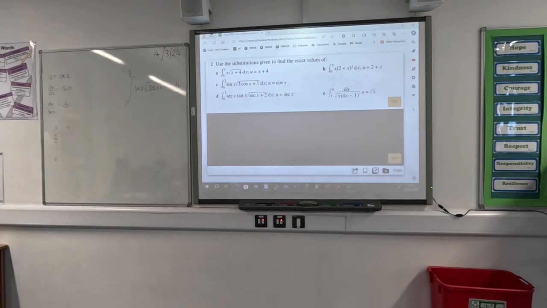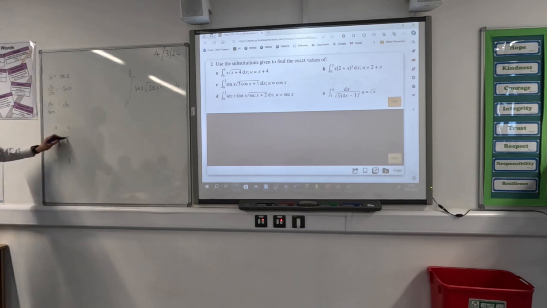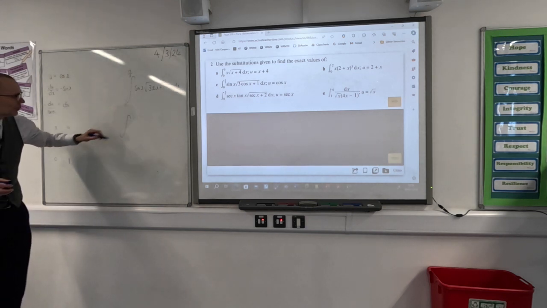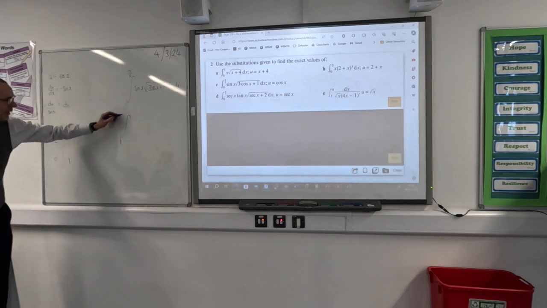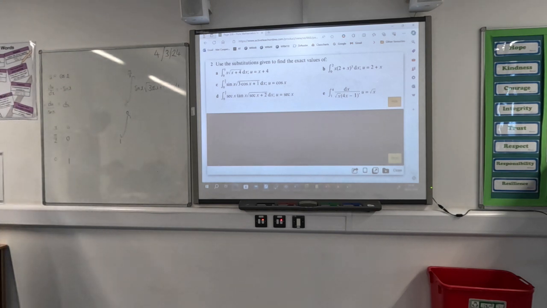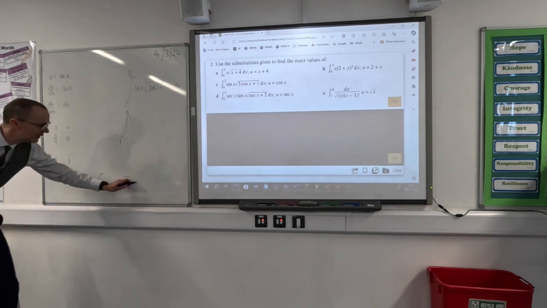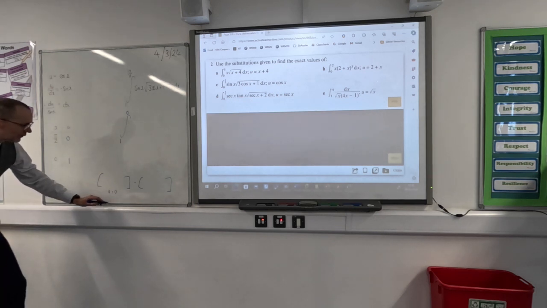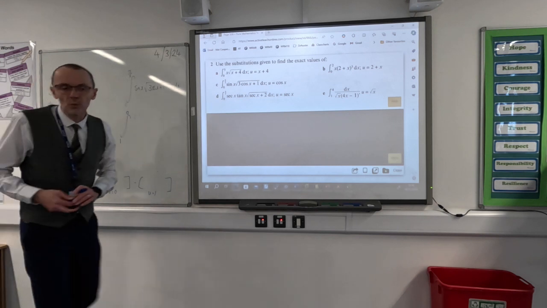So here, u is equal to cos x. So the cos of 0 is 1. And the cos of pi over 2, 90, is 0. So we get this really odd looking thing where normally we're going from a small number to a big number. We keep the order the same, so that's got to be 1 and that's got to be 0. And when we come to substitute our values in, we do it in that wrong order. So we do u is 0 first, take away u is 1.